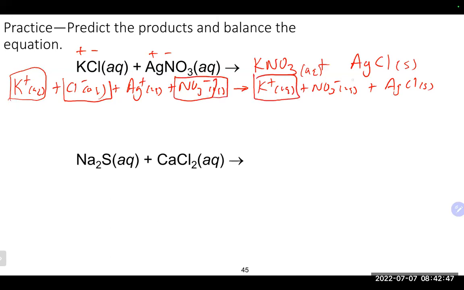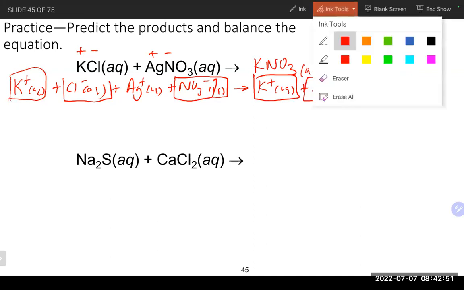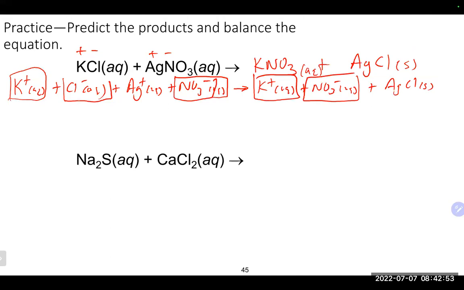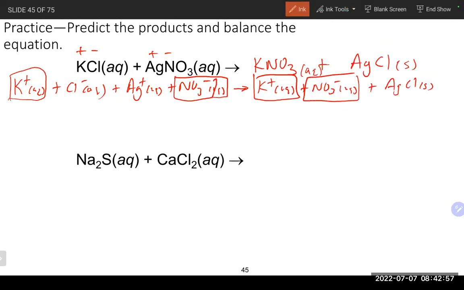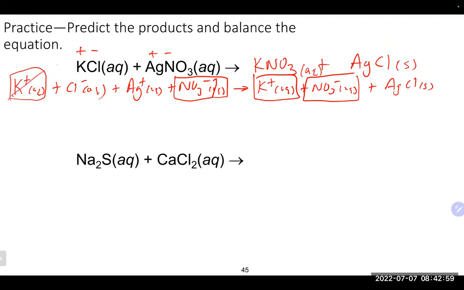So potassium and nitrate being the same on both sides there, which would be our spectator ions. Once again, if we cancel those out, it will leave us our net ionic equation, which in this case is, again, the silver coming together with the chloride to form our silver chloride. Any questions on any of those three equations there?